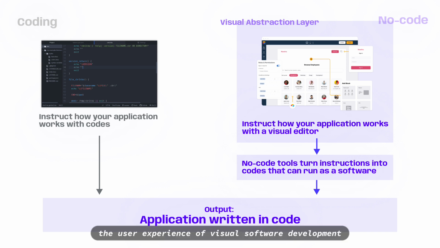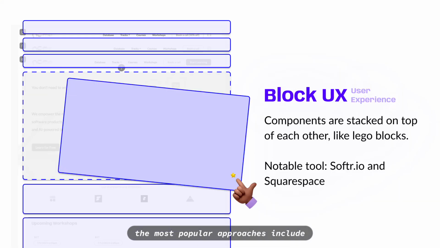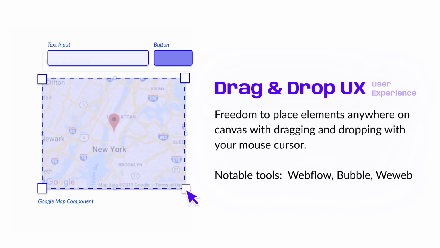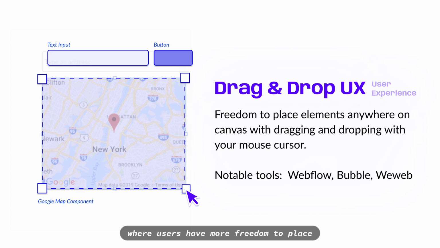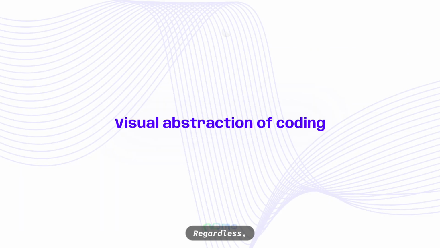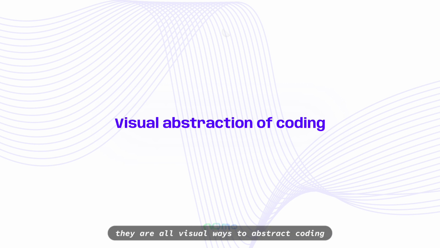The user experience of visual software development can vary from tool to tool. The most popular approaches include the block approach, like Softr, where everything is stacked on top of each other, like Lego blocks. The drag and drop approach, like Webflow, Bubble, and Framer, where users have more freedom to place elements anywhere on a canvas. Different approaches have their own pros and cons, and they are often designed to cater to different types of users and use cases. Regardless, they're all visual ways to abstract coding.